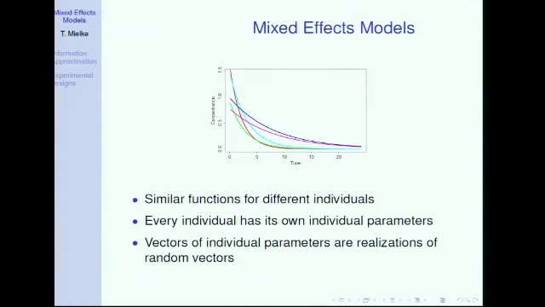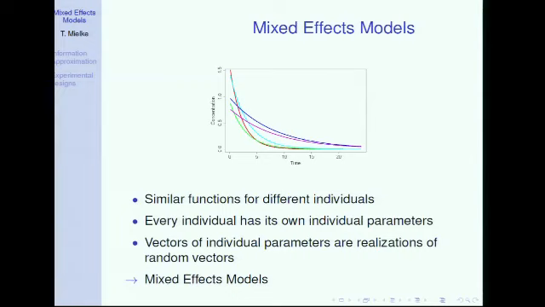As Rainer had before, we have some concentration time profiles for different individuals. Here we have 5 individuals, and it's the exponential decay model, and these functions are similar. Every individual has a known response function, defined by these individual parameter vectors, which were called b_i in Rainer's talk. I will call them beta_i, and they are assumed to be realizations of random variables.